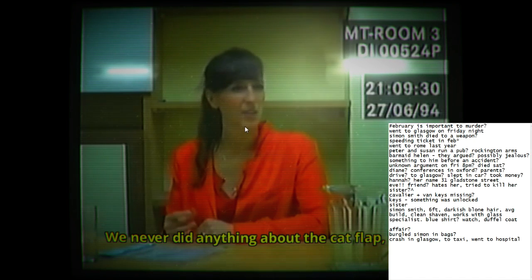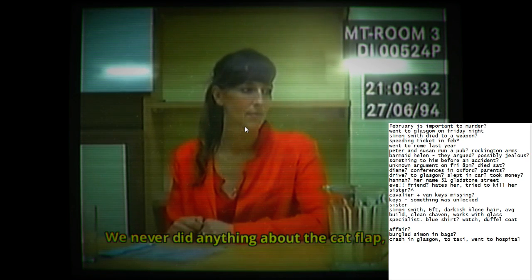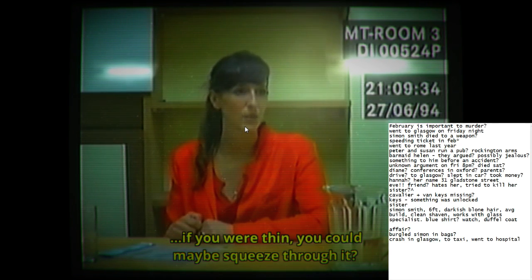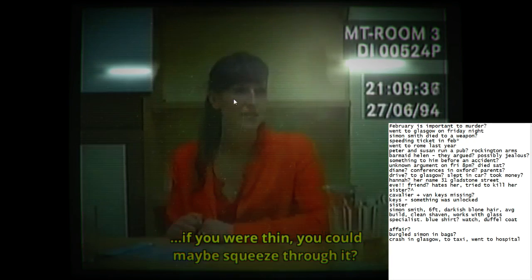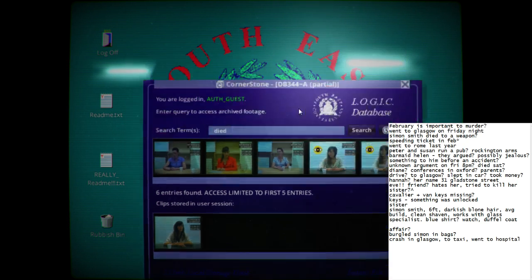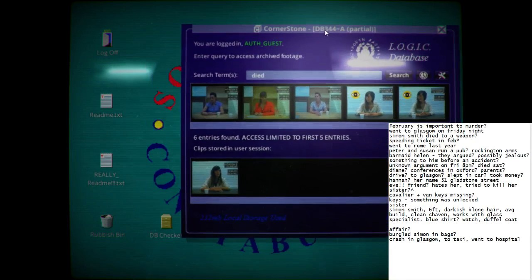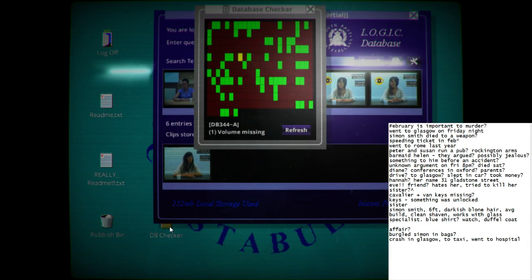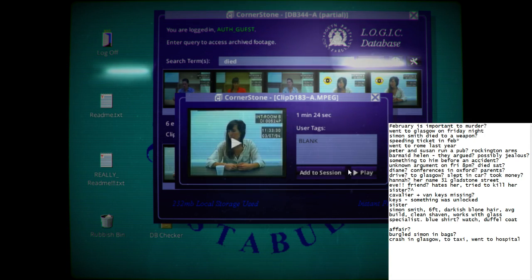We never did anything about the cat, but if you were thin, you could maybe squeeze through it. Like, where do I actually go to convict this person? Database checker. Oh, do I have to find all these pieces or something?